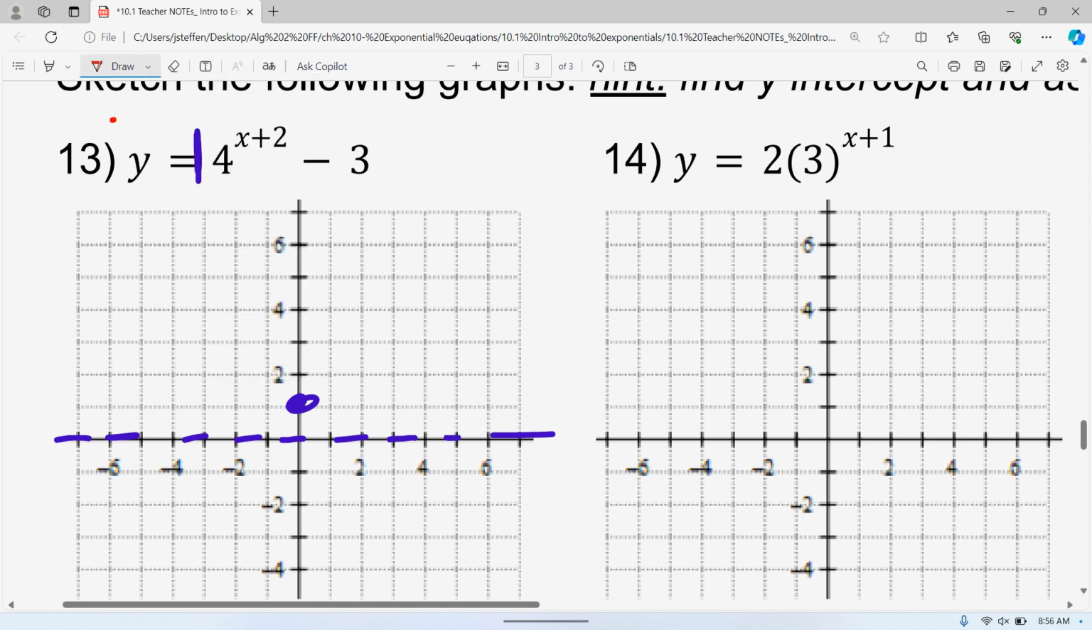I do the transformation. So this means I go to the left. Then we go down 3. That y-intercept, I go to the left 1, 2. I go down 1, 2, 3.